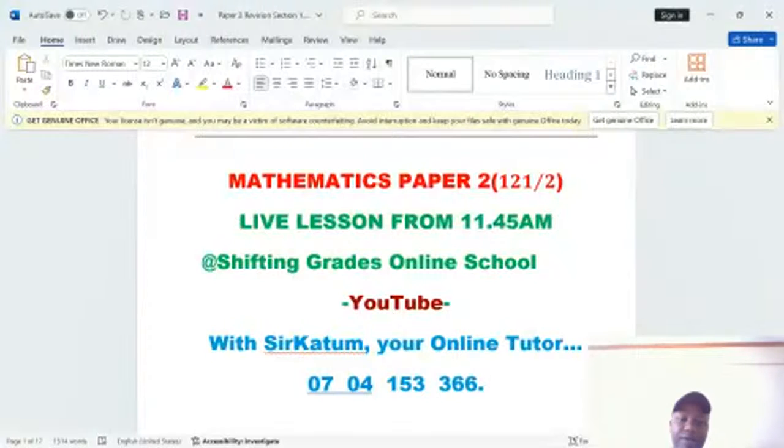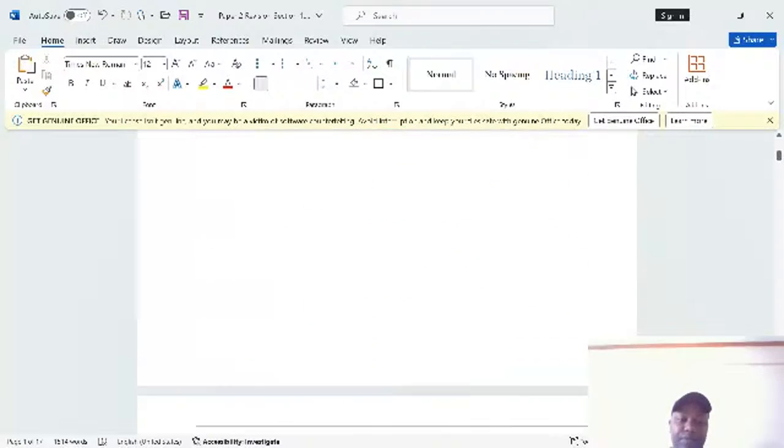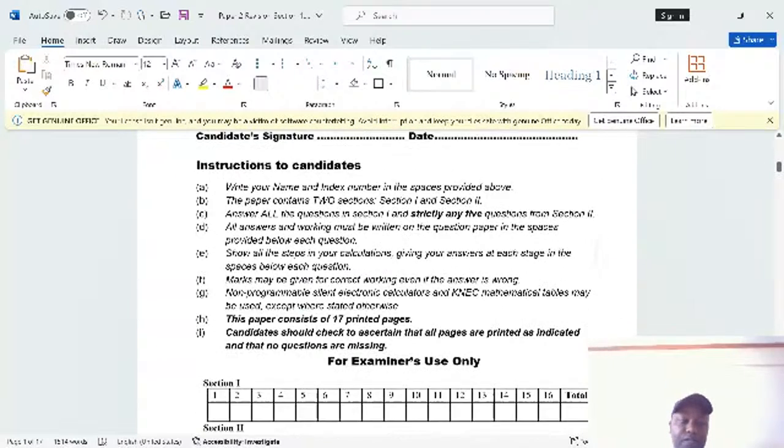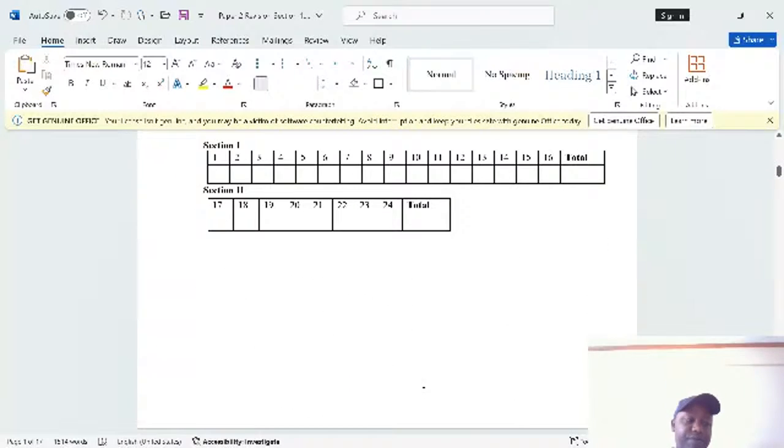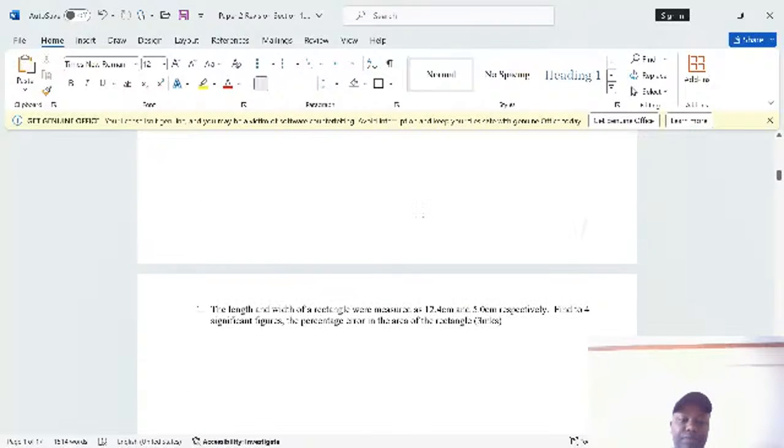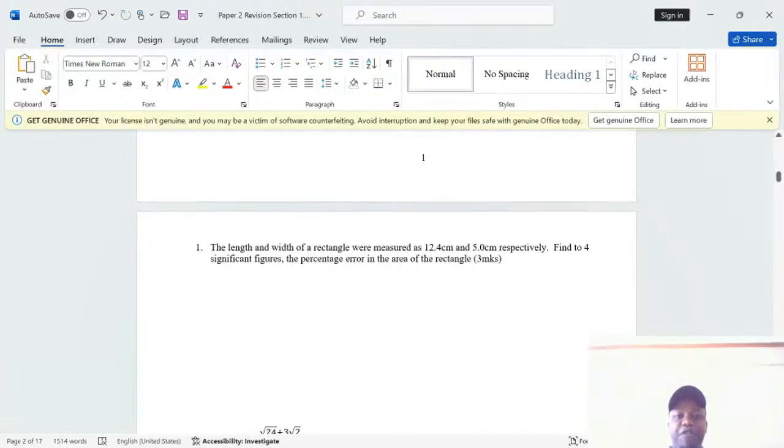Question number 1. Mathematics paper 2. Question number 1 is from errors and approximations. This is from book 3 mathematics.